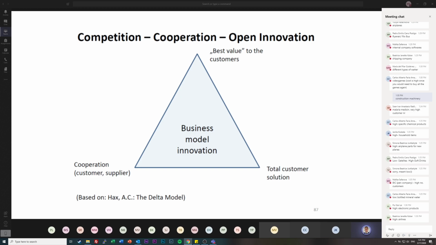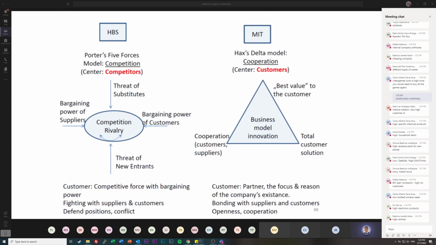Try to write it to me without searching on the internet. Who knows? Who will be the first one? HBS and MIT, what does it mean? HBS on the top and MIT here. What is it?